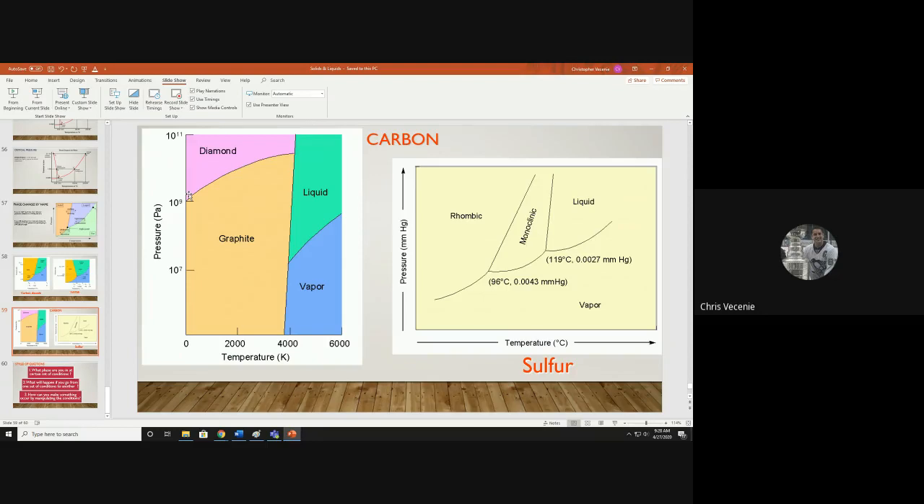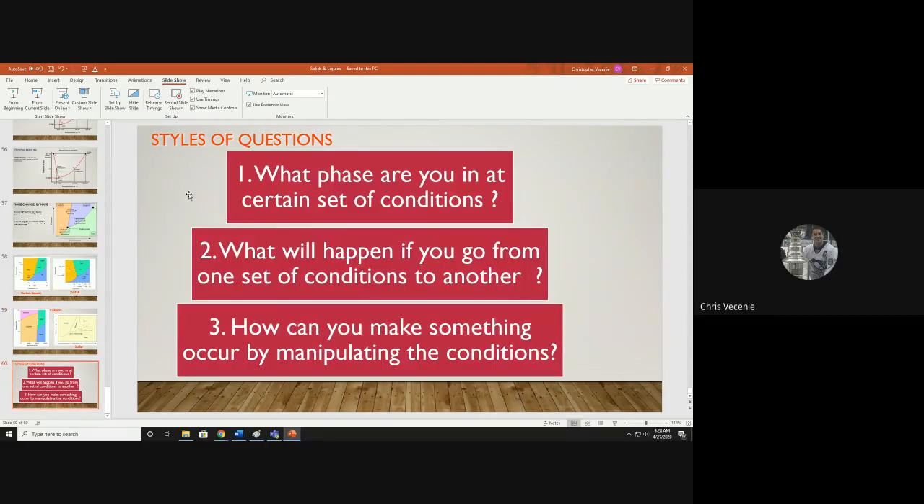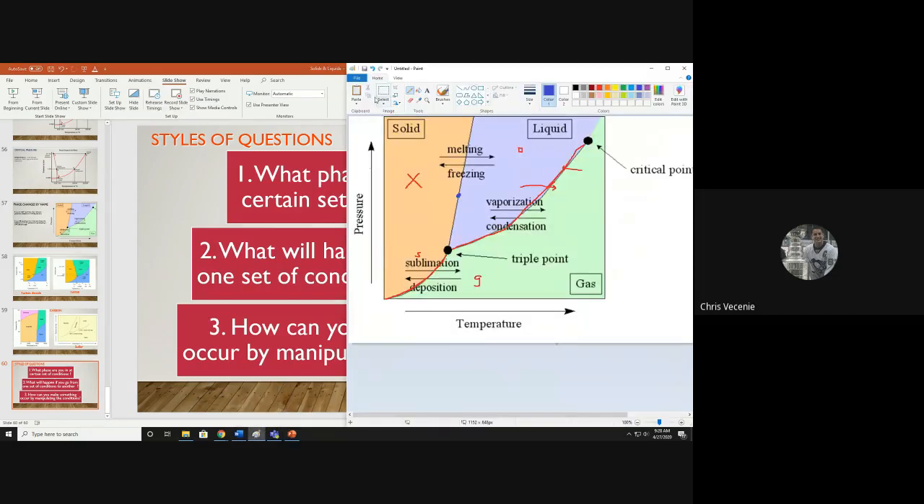Well, they take kind of one of three forms. And here are the three styles of questions you'll see about phase diagrams. Style one, what phase are you in at a certain set of conditions? So a question like that could be like this.